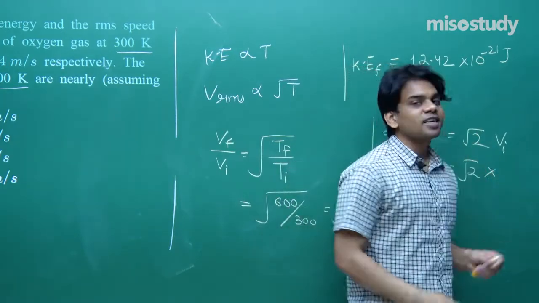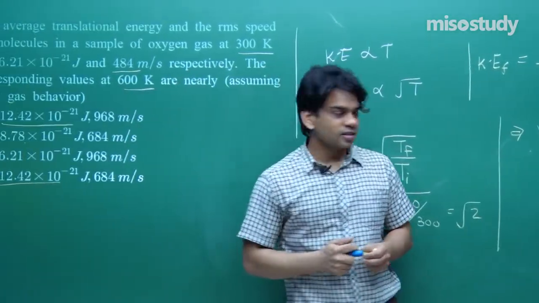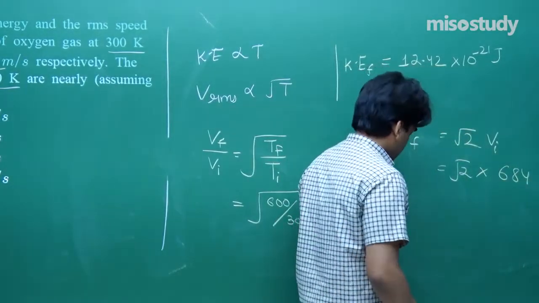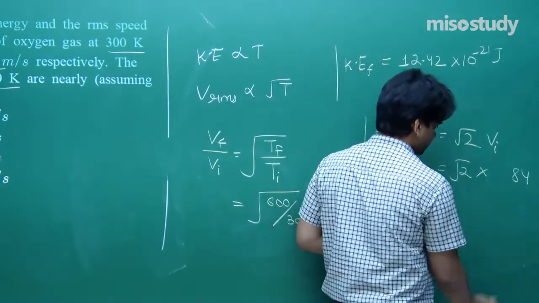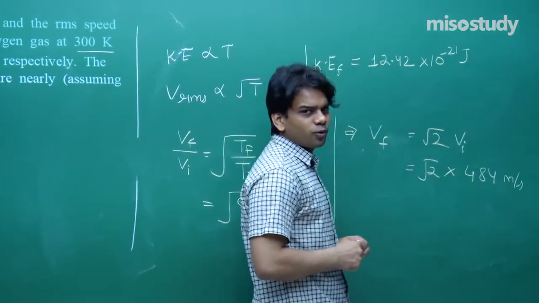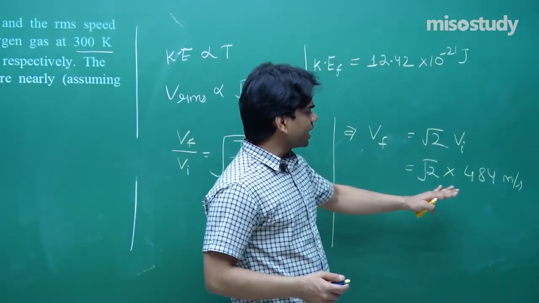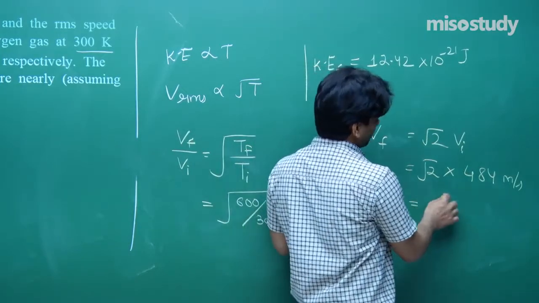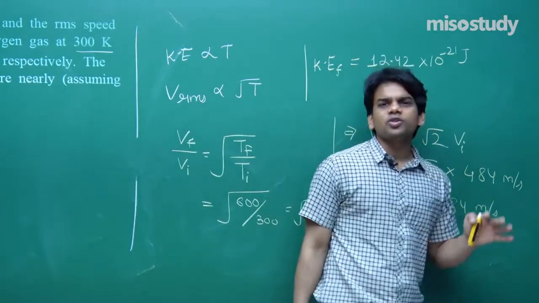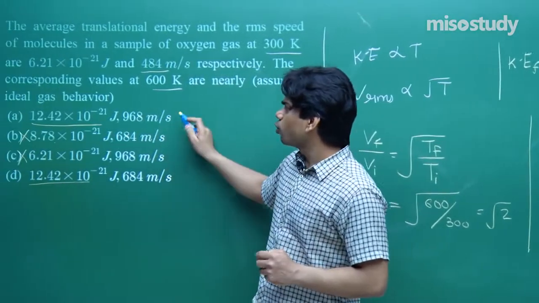Multiply this with the initial RMS speed, that is given as 484 meter per second. Root 2 is 1.414. So if you do the calculation, you will get around 684 meter per second. You can check the calculation, or you can see the options. Here it is given just twice of nearly 484, so this won't be the answer.